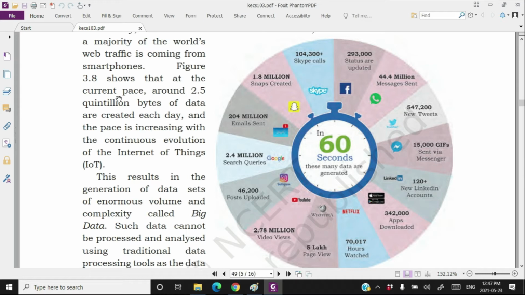So you can see here how much data is being created per minute, per day, per week or per month. That much data resides on the internet. And the data being uploaded on the internet is increasing day by day. This is the current pace of data being used, but this pace is increasing day by day. So this much data we have on the internet per minute. Now you can think how much data you have had on the internet over the last 5 years.